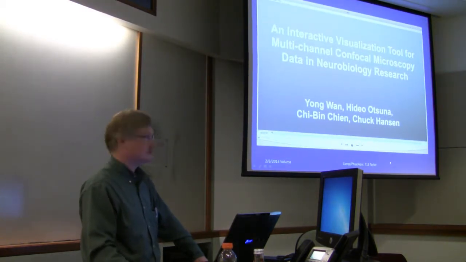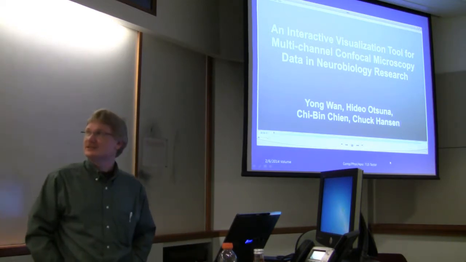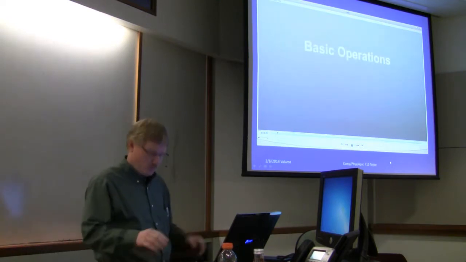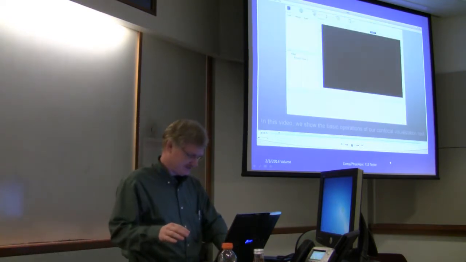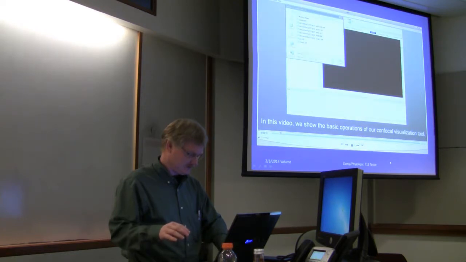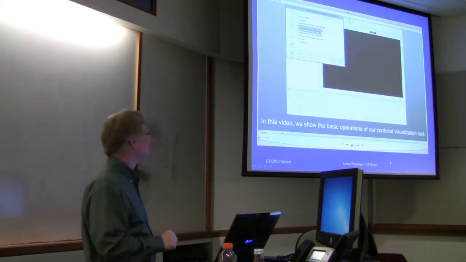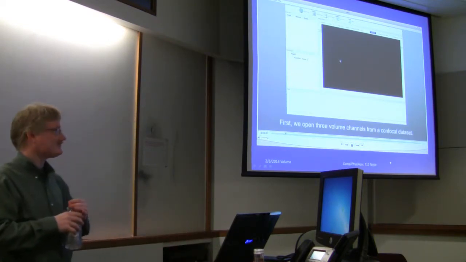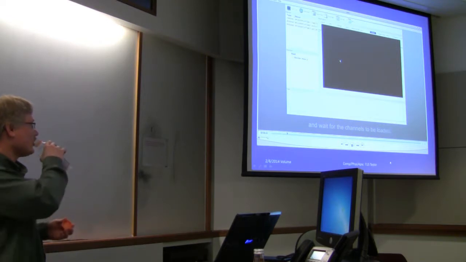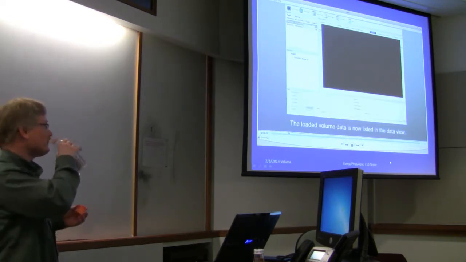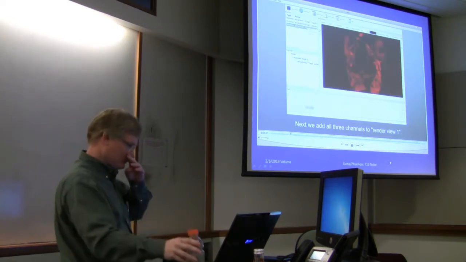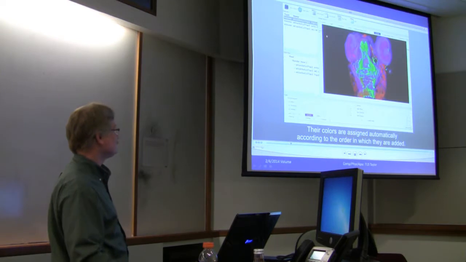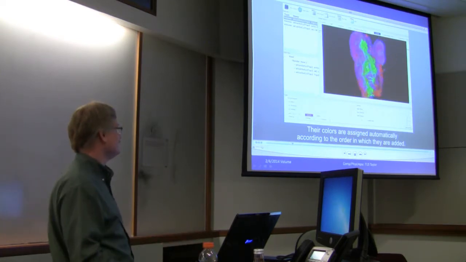Tangential confocal microscopy data. So it's 3D data from microscopy. Basic operations. In this video, we show the basic operations of our confocal visualization tool. First, we open 3 volume channels from a confocal data set and wait for the channels to be loaded. The loaded volume data is now listed in the data view. Next, we add all 3 channels to render view 1. Their colors are assigned automatically according to the order in which they are added.